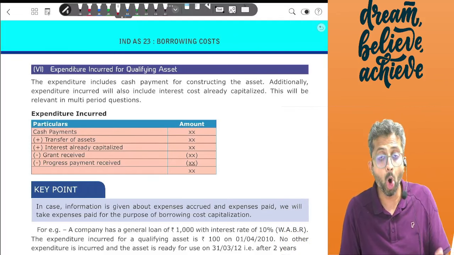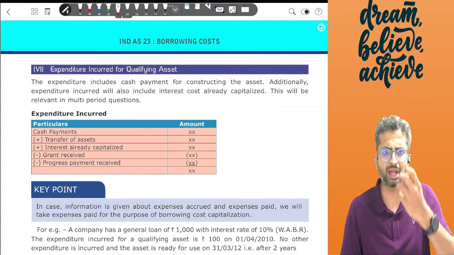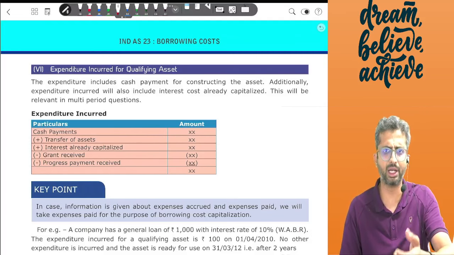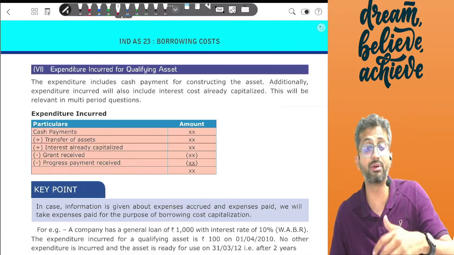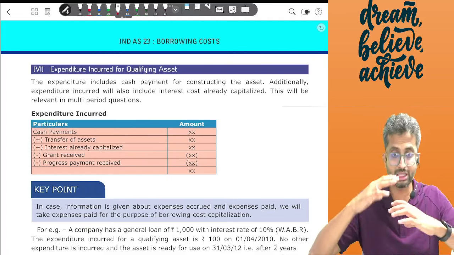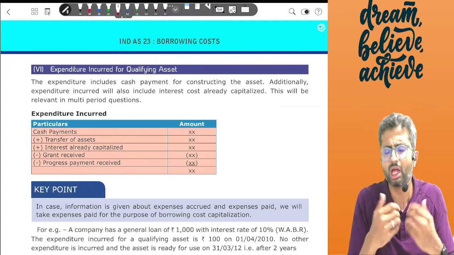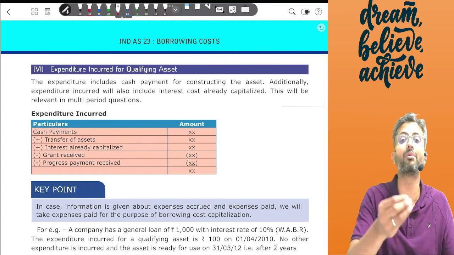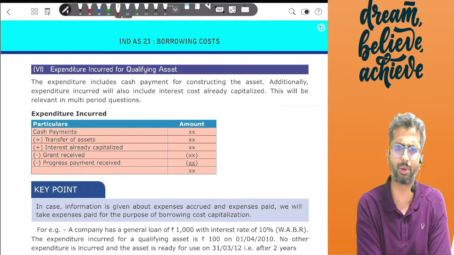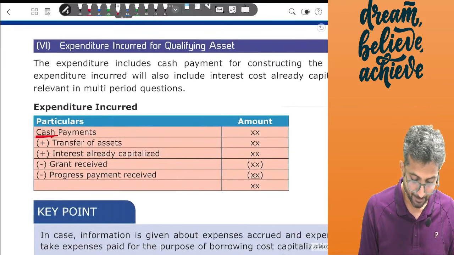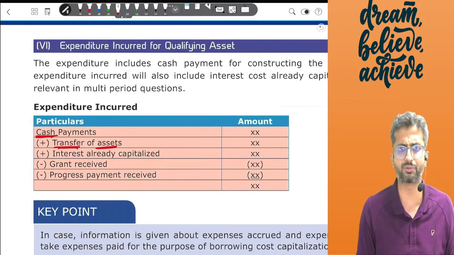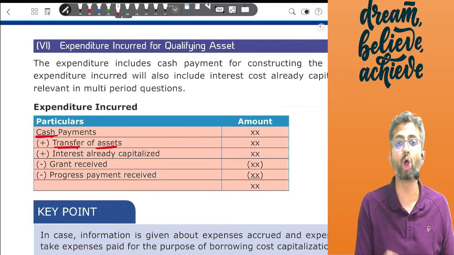Of course. Or you want to do redevelopment, and for redevelopment you have an old building, or you are buying an old building, demolishing it and constructing a new building. So even the building that is used, or some expenditure which is incurred in the form of assets which is transferred, will that also be a part of your total expenditure on the qualifying asset? Of course. So basically expenditure incurred will include cash payments plus transfer of assets for the purpose of construction, but you will also include interest already capitalized.